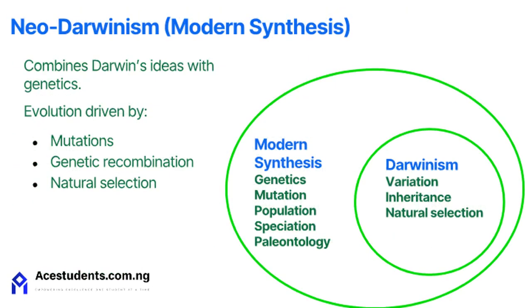Neo-Darwinism, or the modern synthesis, integrates Darwin's theory with modern genetics, emphasizing that mutations and recombination drive genetic variation and, ultimately, evolution.